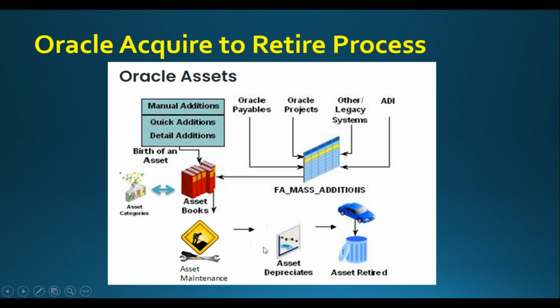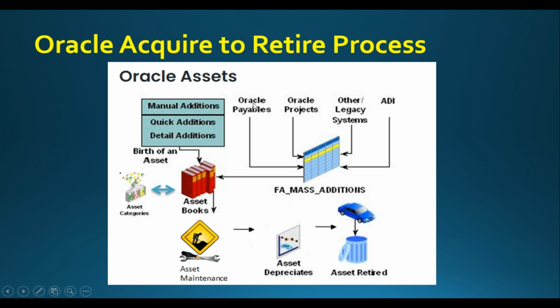Okay, so here we depreciate that asset, and finally the asset gets retired as per your depreciation method. It follows, say for example, 5 years, 10 years. So based upon that, every month it will get depreciated, and finally it will get retired. So these are the modules.